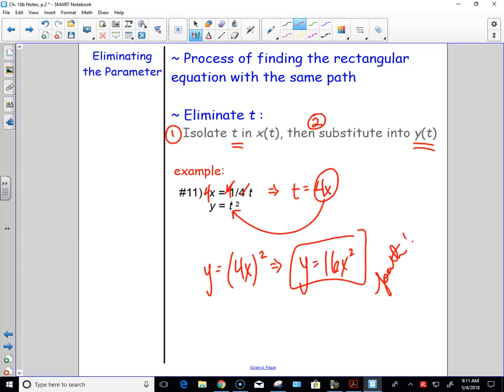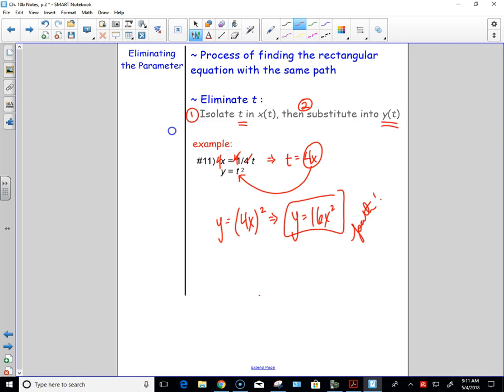Now, remember, when we get rid of t, all the timing is gone. The direction of movement is gone. The how fast it's going is gone. The beginning and ending, depending on t equals 0 and t equals whatever, that's all gone, but we do know the path. And our brain can see this a little bit easier because it's like, well, 16x squared.